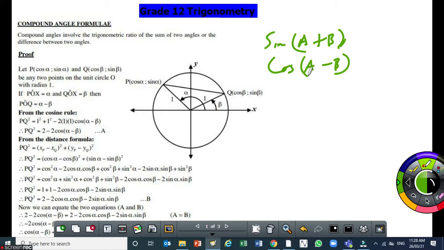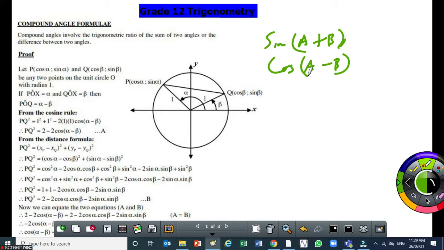Those formulae are called compound angle formulae, and there are 4 of them: 2 for cos, 2 for sine. Among the 4, the most common one is the one which came up in your investigation. This is the proof of that. Now the proof involves your distance formula, the cosine rule, and the theorem of Pythagoras, they're all incorporated. I'm not going to go over this, but this is where I'm going to start from.